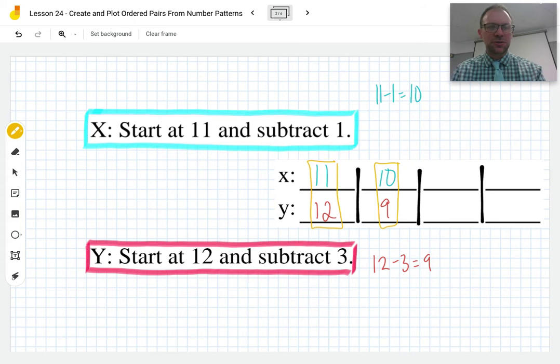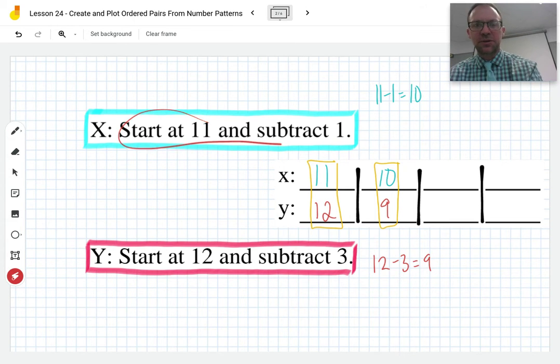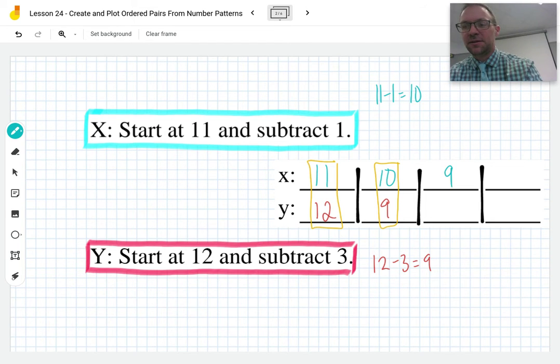Let's keep following these rules. All right, we started at 11. We subtracted 1. 11 minus 1 is 10. Now 10 minus 1, if we're going to keep following the rule, is 9. And if we're going to keep following this rule, we started at 12 and we subtracted 3. See, 12 minus 3 is 9. 9 minus 3, if we're going to keep following that rule, gets us to 6. And our next ordered pair is 9, 6. Let's keep following these rules.